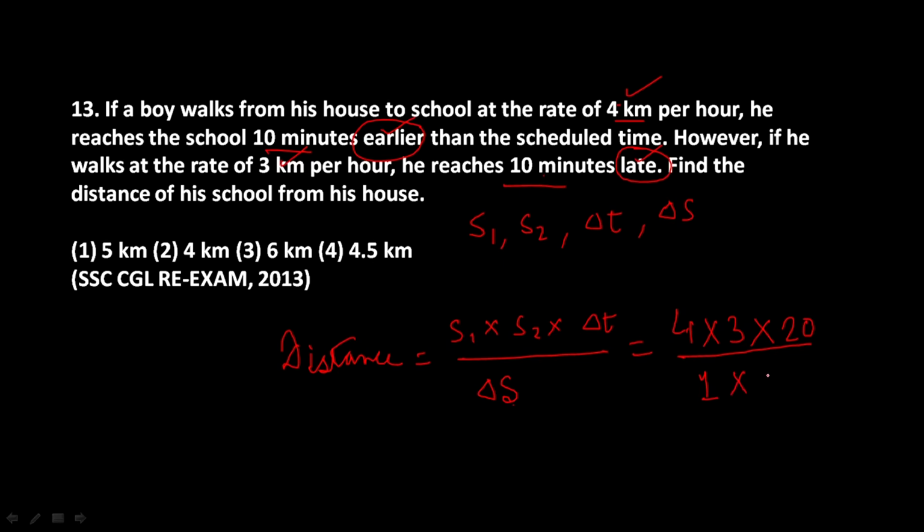But we have to multiply it with 60 in the denominator, because this time difference is given in minutes, but all other data are in hours and km. So it will be changed to hours. 20 by 60 will be there. So what is there? 3 is a 60, 3 3 gone, 3 3 gone. So it's 4. 4 km is the answer.